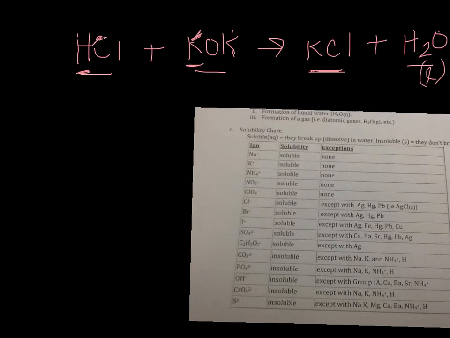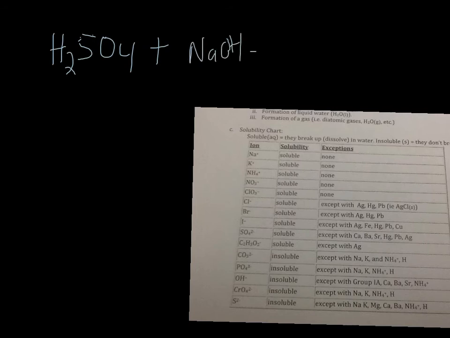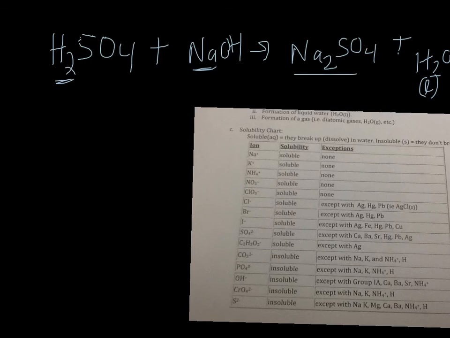Let's do another acid base that doesn't balance out quite as nicely. Let's do H2SO4 plus NaOH. So the Na and the H will switch places, so you'd end up with Na2SO4 plus H2O. Now again, you make liquid water, so the reaction happens, and there's your salt.